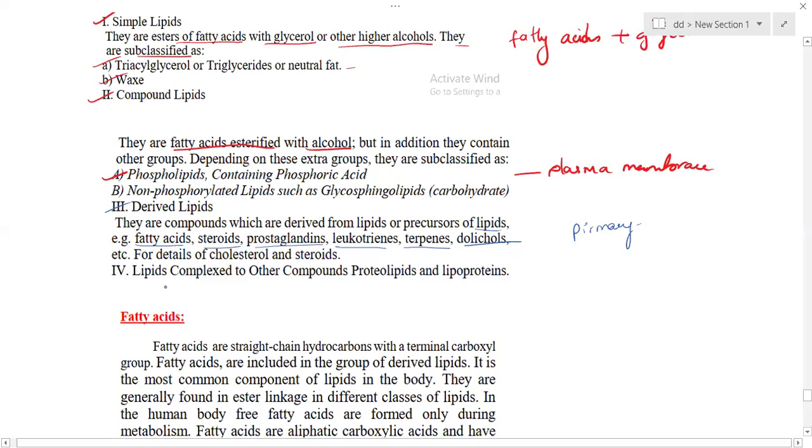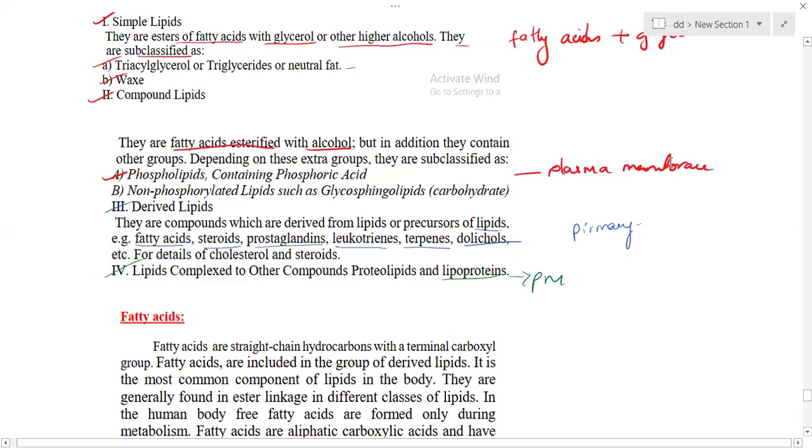Okay. Then, for details of cholesterols and steroids also, and the fifth one is lipid complex or other compounds like proteolipids and lipoproteins. Lipoproteins are also found in the plasma membrane, that is here.